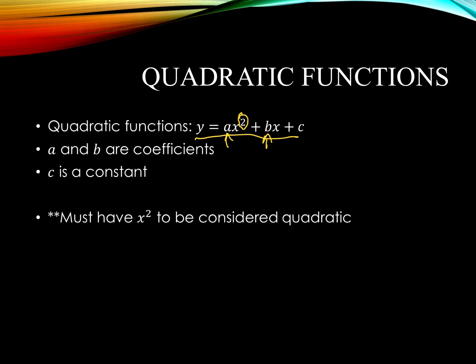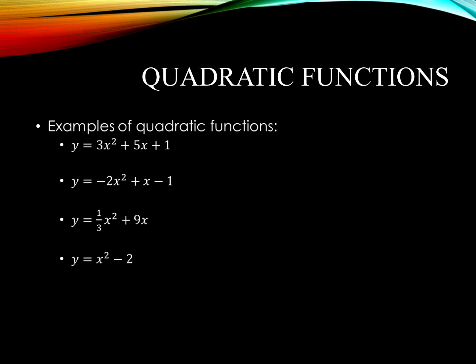In order for a function to be quadratic, it has to have that x squared term in it. It can't have anything greater than an x squared term, but it has to have an x squared in it. So if we take a look at a few examples of quadratic functions, notice in this first one here, we have y equals 3x squared plus 5x plus 1. If I had to go through and identify, the 3 is really my a value, the b is going to be my 5, and then my constant, or c, is going to be the 1. And that's, again, looking at the standard form y equals ax squared plus bx plus c.